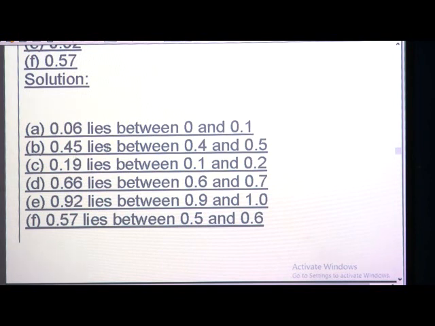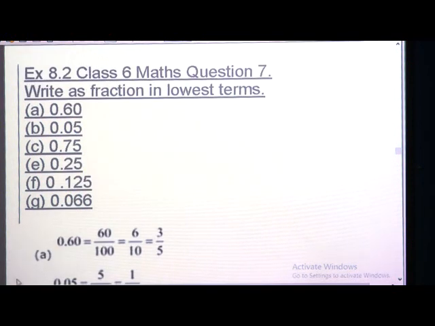0.45 lies between 0.4 and 0.5. 0.19 lies between 0.1 and 0.2. 0.66 lies between 0.6 and 0.7. 0.92 lies between 0.9 and 1.0. 0.57 lies between 0.5 and 0.6. Okay.